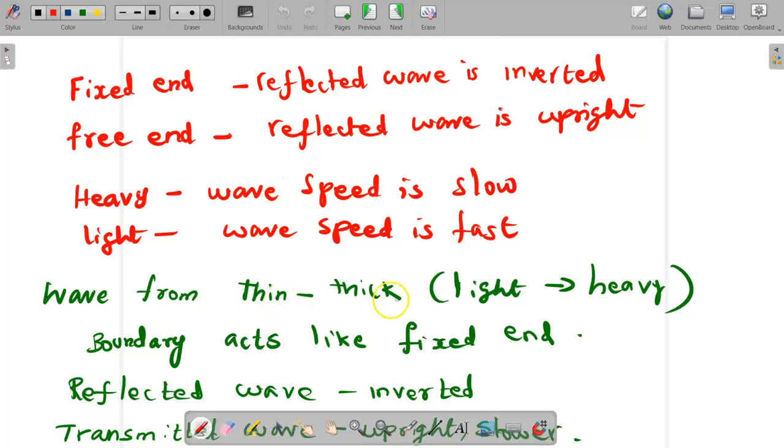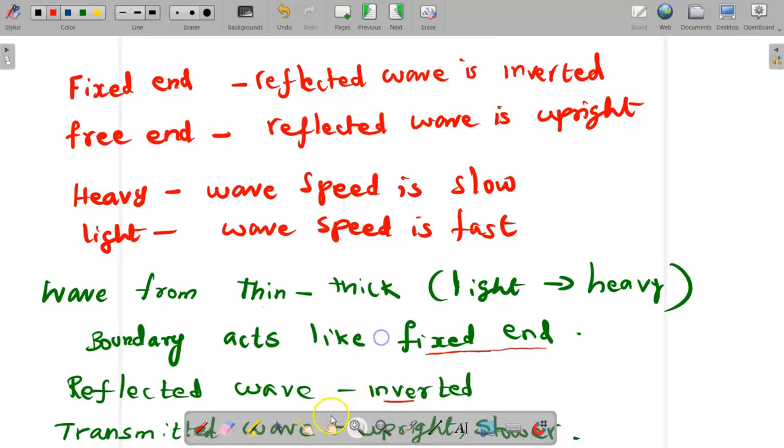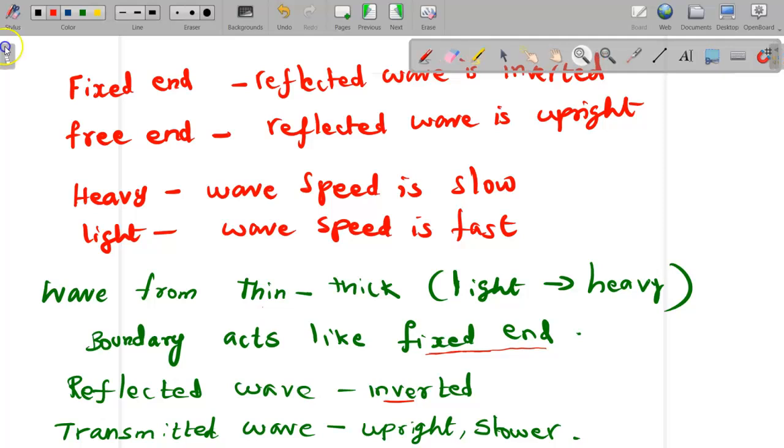The wave from thin to thick. Thin spring is light, thick spring is heavy. And the boundary acts like a fixed end. If the spring is connected thin and thick, the boundary is acting as a fixed end. If it is a fixed end, the reflected wave is inverted and the transmitted wave is upright. You can pause and copy this.